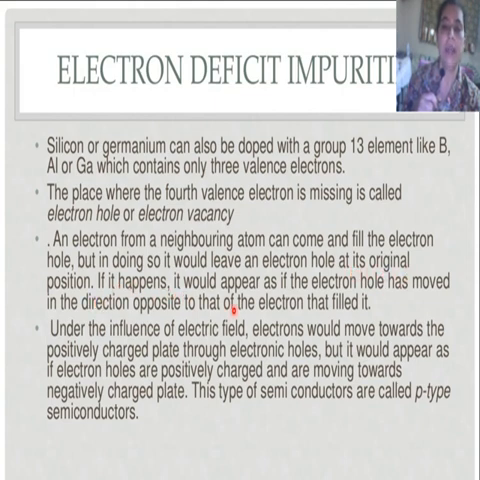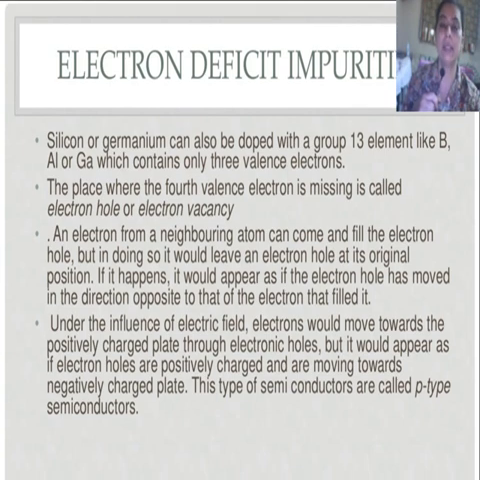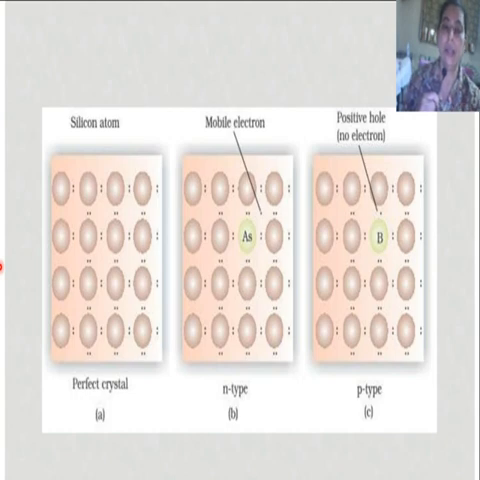If this happens, it would appear as if the electron hole has moved in the direction opposite to that of the electron that filled it. Under the influence of an electric field, electrons would move towards the positively charged plate through electron holes, but it would appear as if electron holes are positively charged and are moving towards the negatively charged plate. This type of semiconductor is called a P-type semiconductor. This thing we can understand by the next diagram. Here all the things are going to be clear.